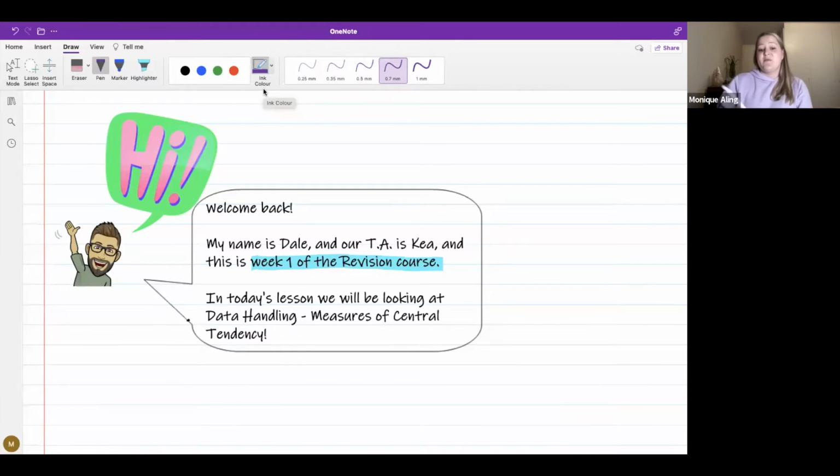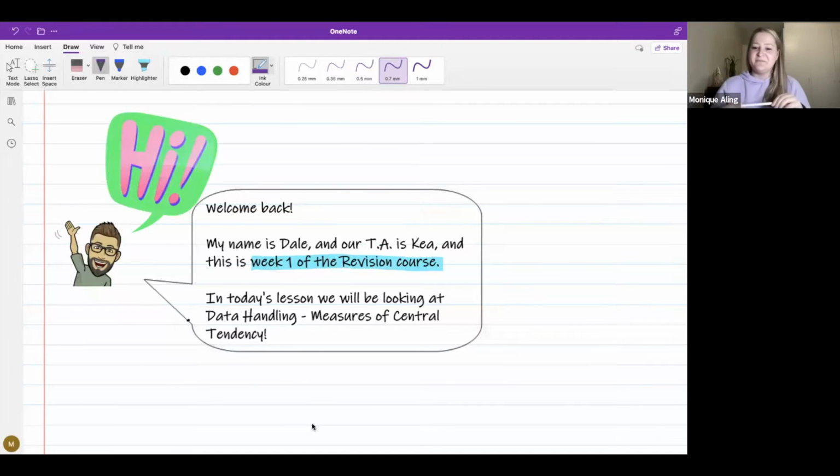In today's lesson, we'll be looking at data handling and, more specifically, measures of central tendency. So who can tell me what the measures of central tendency are? We don't normally like to remember what measures of central tendency are, but when you say those three things, it will come to mind very quickly. The 3 M's in data handling. What are the 3 M's that we always work out or have to calculate?